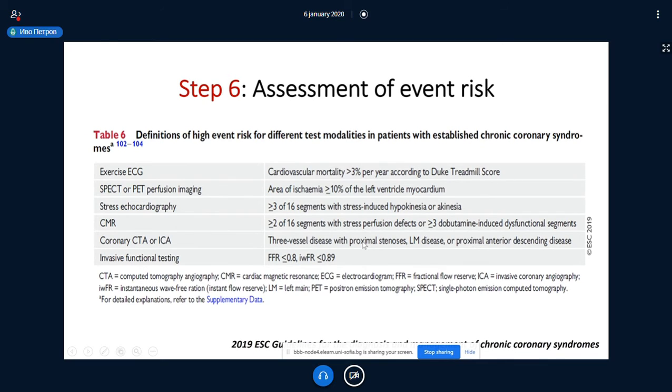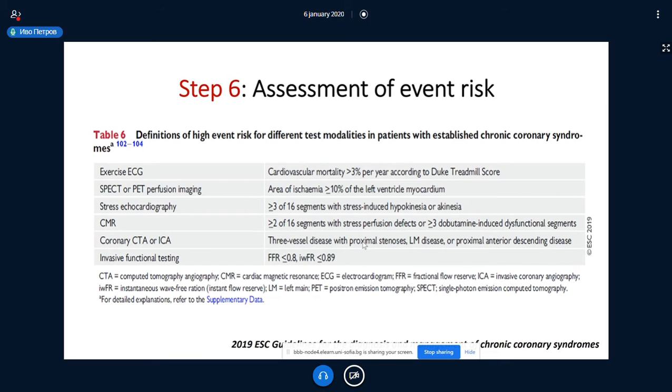Also, investigation on the CT or standard invasive coronary angiography, with findings such as left main coronary disease, which I already mentioned, or proximal stenosis of both left circumflex and left anterior descending, is also carrying high clinical risk.